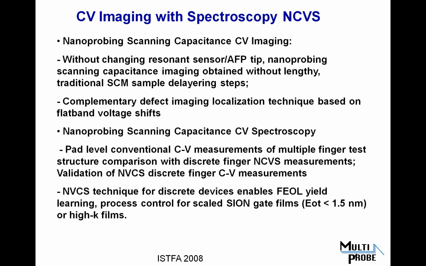We'll discuss some CV curves and compare CV images that are generated as compared to the shifts in flat band voltages on discrete devices. One other application that we're going to talk about is in the area of embedded DRAM on silicon on insulator type devices, buried trench plates, where the plates are not accessible with conventional probe pads, and with NCVS we're able to measure the shifts in flat band voltages and detect the trench leakage, which we would not be able to do otherwise.